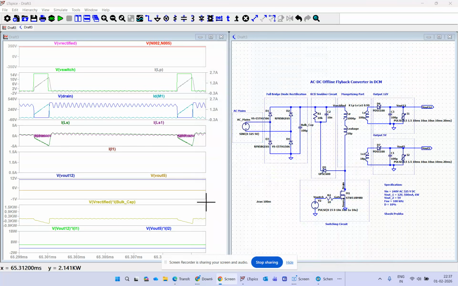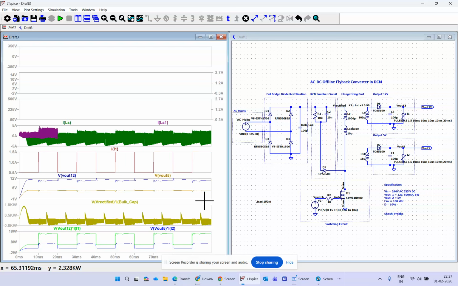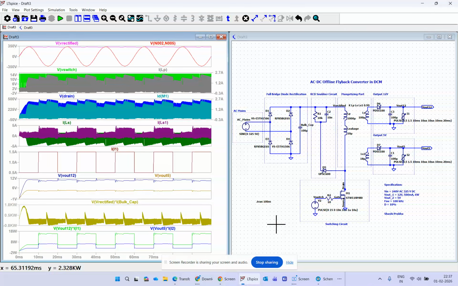Hello everyone, this is Sashi, and today I'm going to show you this AC to DC offline flyback converter, which is in DCM mode. And this is the circuit for it. I will explain the circuit.